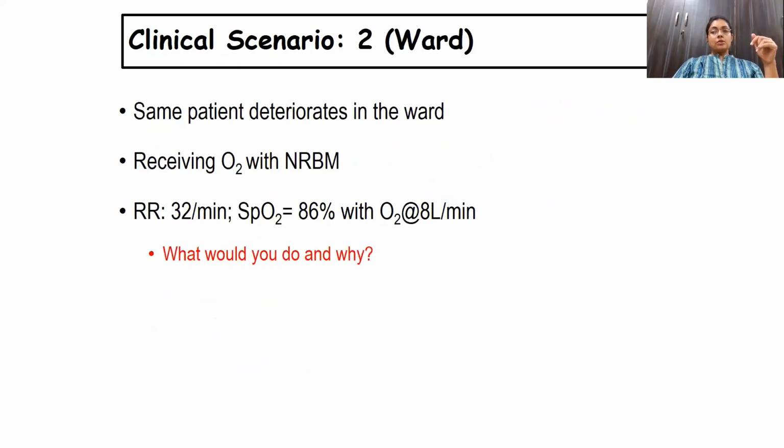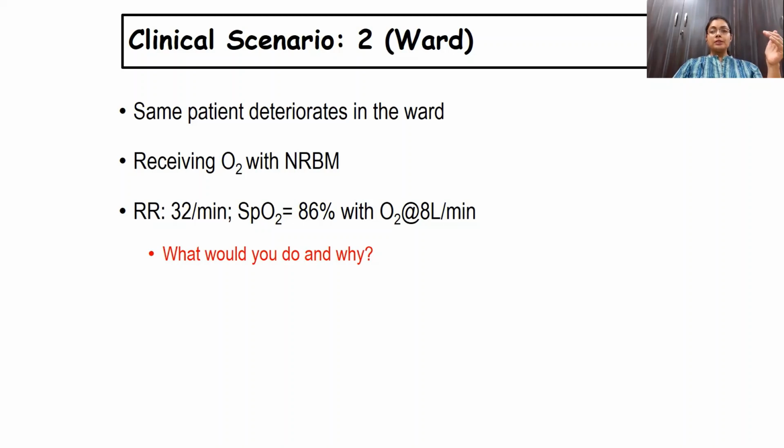Now this patient could not be maintained on nasal cannula, neither could he be maintained on the face mask. So he was switched over to a non-rebreathing face mask. Now in the ward, his respiratory rate went up to 32 per minute and SpO2 was 86% with an oxygen flow rate of 8 liters per minute. Now what would be your next step? Would you like to go to higher therapy modalities?